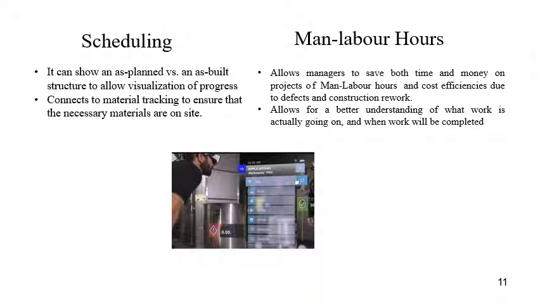Moving on to application in scheduling. Incorporation of AR or VR can track the plan versus the built structure for visualizing the progress of work, and it also connects into material tracking, ensuring that necessary materials will be available on the site without any delays. Then application in detecting man labor hours allows the manager to save both money and time of man labor hours, and also brings cost efficiencies, since most of the defects or rework of the constructions are avoided. It is also possible to detect through AR or VR what work is going on at the site and when the work will be completed.